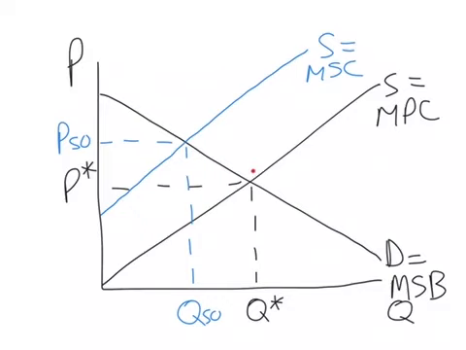Because the market is producing at this point when it should be producing at this point, there is going to be some deadweight loss represented by this triangle right here. This is because the cost that people are paying is currently higher than the benefit that those people are receiving.